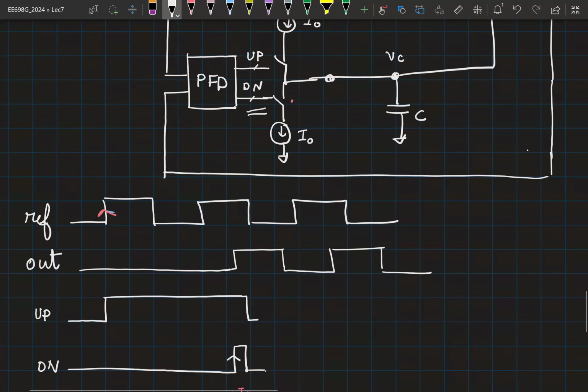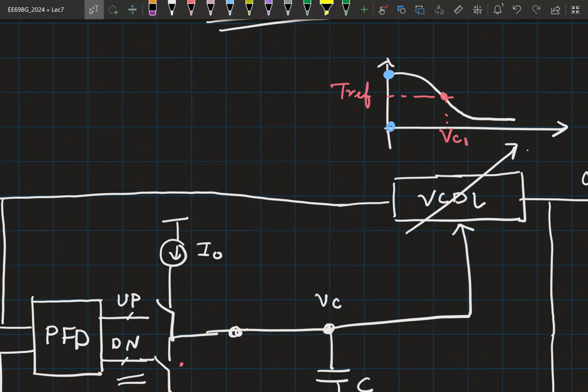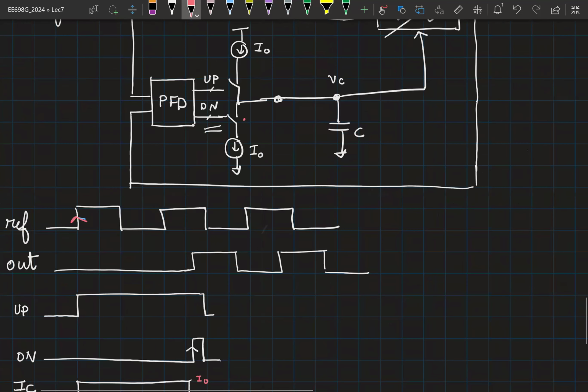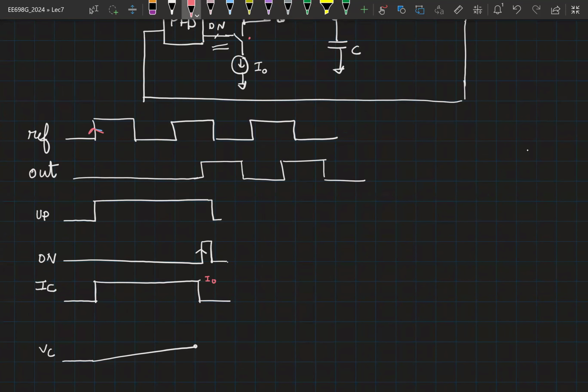Right? So what does this mean? In this characteristic curve, now your VC is increasing. Because your VC is increasing, your delay of the VCDL, TD, is now decreasing. So let's say after the first period, you reached this value of VC. Corresponding to that, you now have a slightly smaller value for the delay. So your second period of the out has to now happen slightly early. Okay. So let me sketch that. So the second period has occurred slightly early.